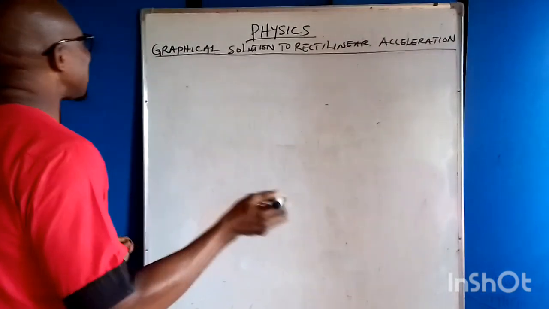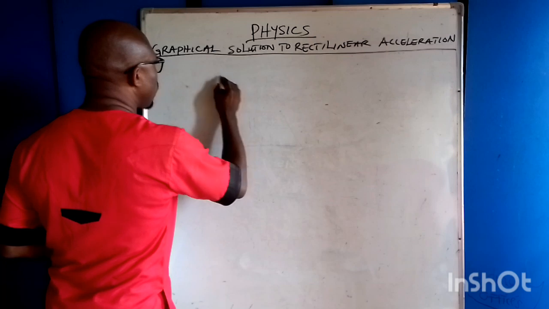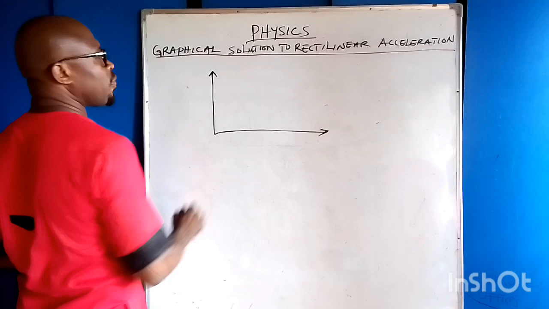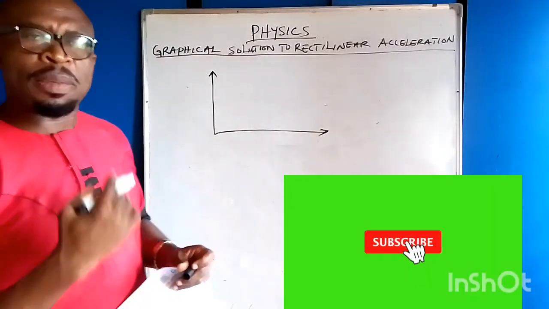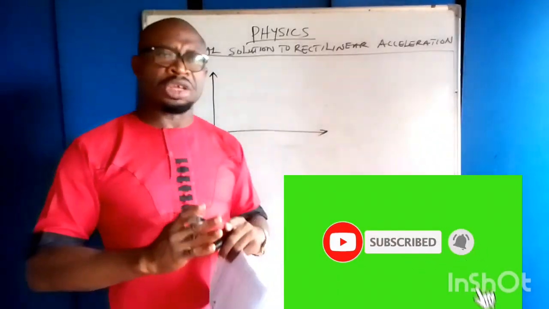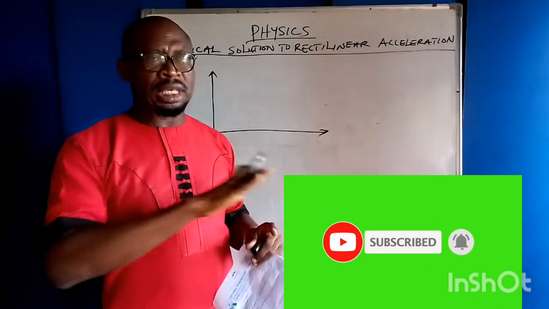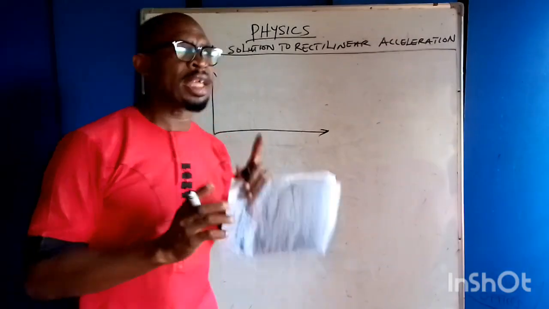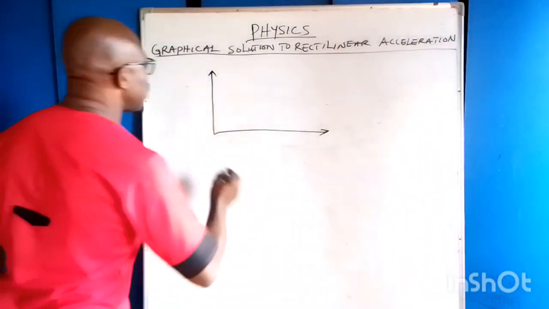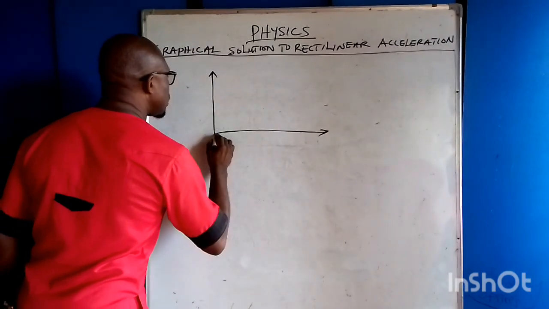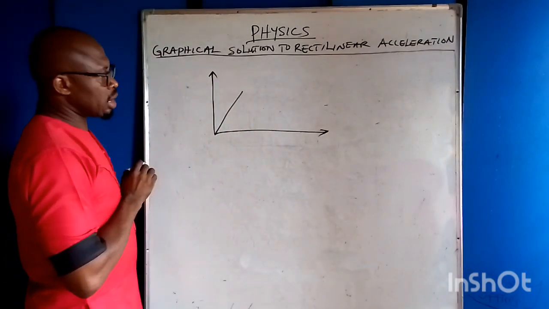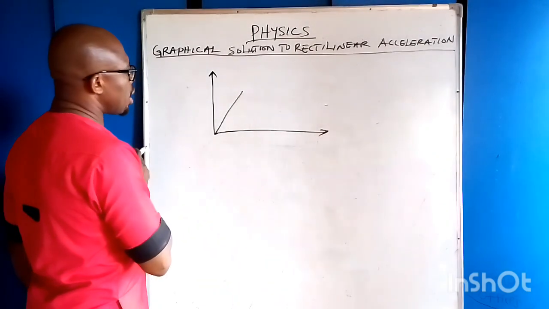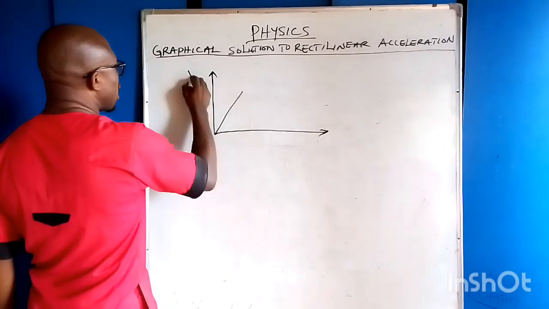Okay, now we look at such a problem. If we have a graph like this, this is a velocity time graph. Now, for acceleration of a body, either the acceleration is increasing, or it is constant, or it is reducing. So these are the three major cases. Now, case one, if the acceleration is increasing from rest, we have an increase in acceleration. Remember, this is a velocity time graph.